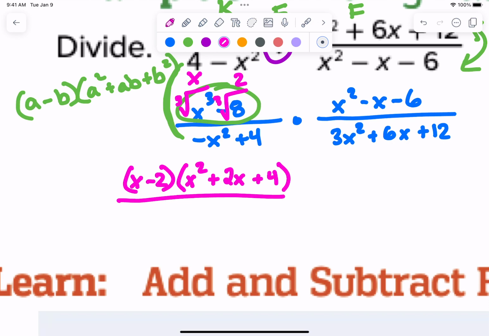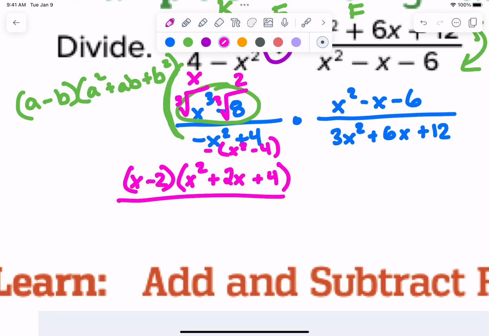Okay? All right, real quick. This bottom, negative x squared plus 4. I'm going to pull a negative out. And if I do that, I get x squared minus 4. Do you see that? If I pull a negative out, then you can do the difference of squares. You see where I did that? Nod your head yes, okay.